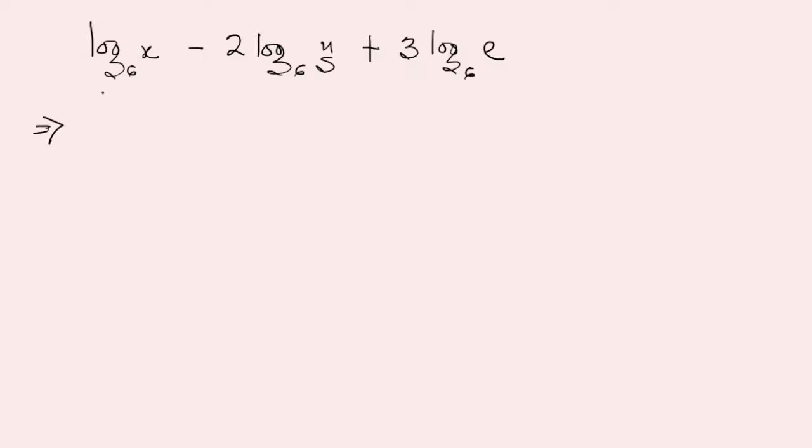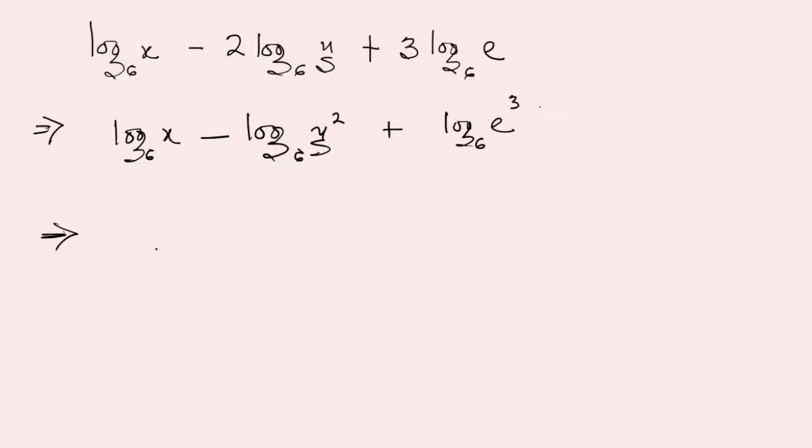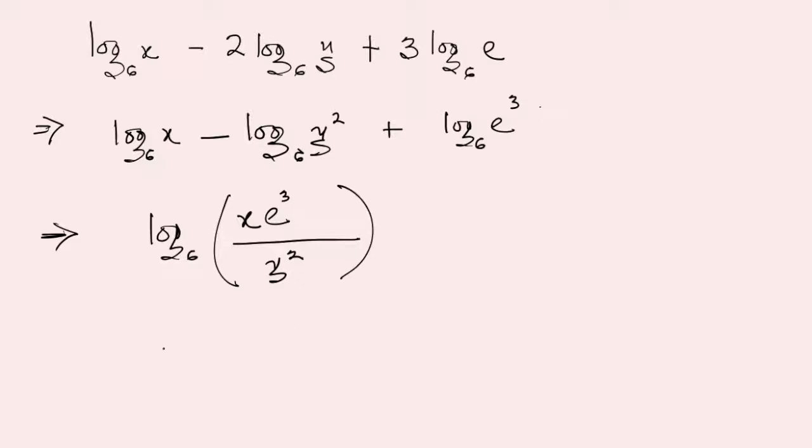The next one says log to the base 6 of x minus 2 log to the base 6 of y plus 3 log to the base 6 of e. And so this is equal to log to the base 6 of x minus log to the base 6 of y squared plus log to the base 6 of e cubed. And we can write down our final expression as log to the base 6 of x over y squared, and there's a positive sign here, so e cubed goes to the top, and that's it.